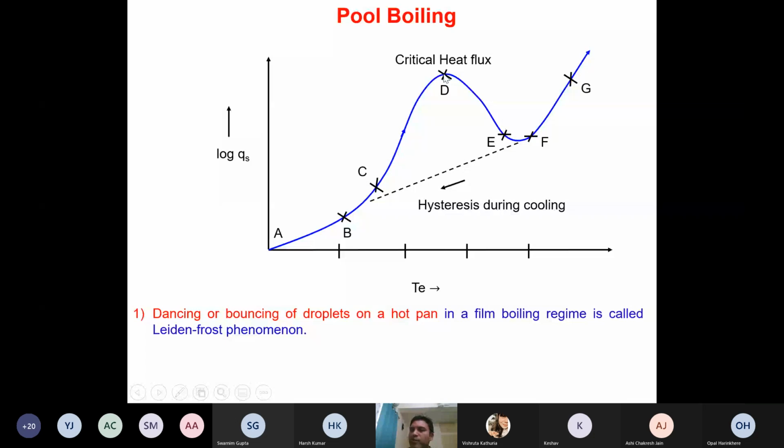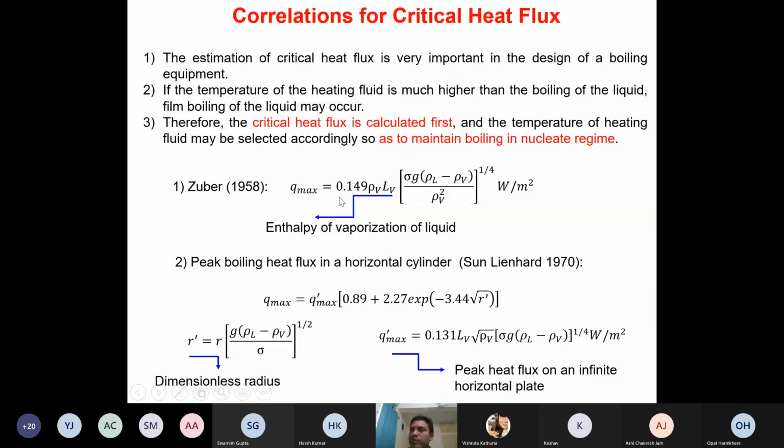Here LV is nothing but the enthalpy of vaporization of the liquid. Rho V is the density of the vapor, rho L is the density of the liquid. G is the acceleration of gravity, and sigma is nothing but the surface tension here.